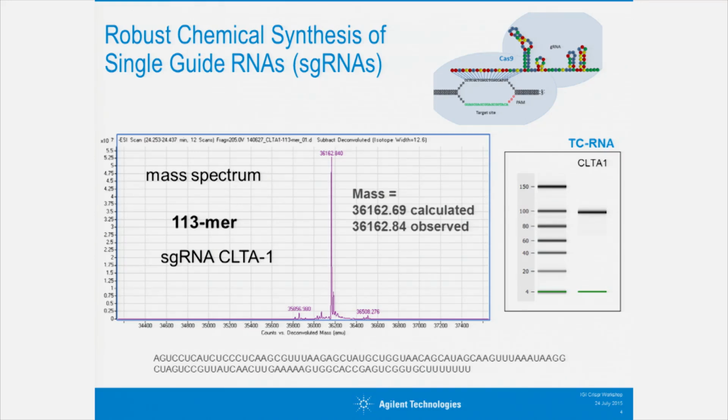This is an example of one of the first ones. And this is a 113-mer guide RNA of a sequence that was published a couple years ago to the CLTA gene. When you work with chemists, you learn they really love mass spectrometry because they like to make something and then prove to the atom that they made what they said they were going to make.